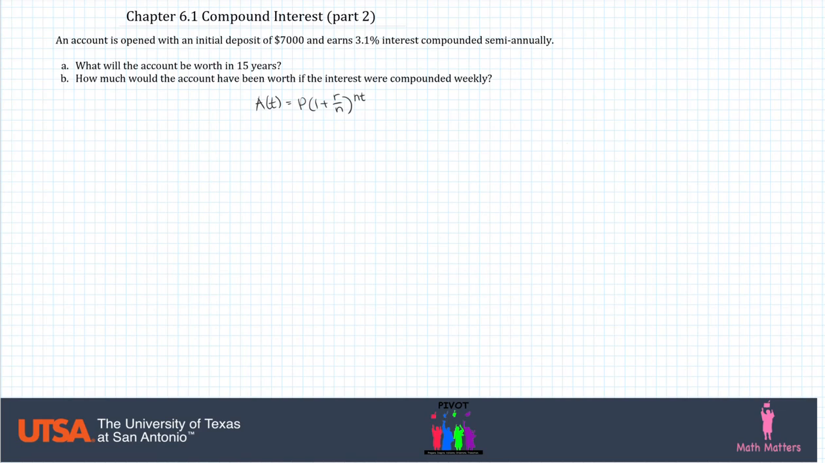semi-annually. Part A asks, what will the account be worth in 15 years? And Part B asks, how much would the account have been worth if the interest were compounded weekly? So for Part A, we want to write our equation first.